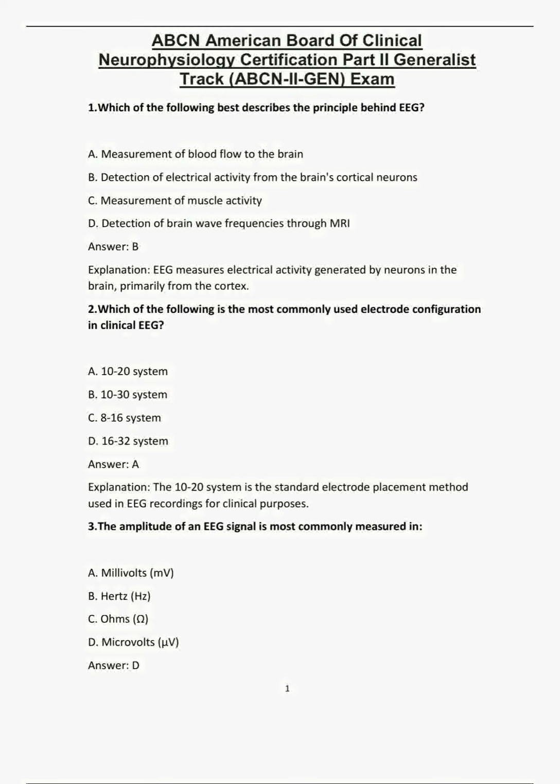purposes. 3. The amplitude of an EEG signal is most commonly measured in A. Millivolts (mV). B. Hertz (Hz). C. Ohms (Ω). D. Microvolts (µV). Answer D.